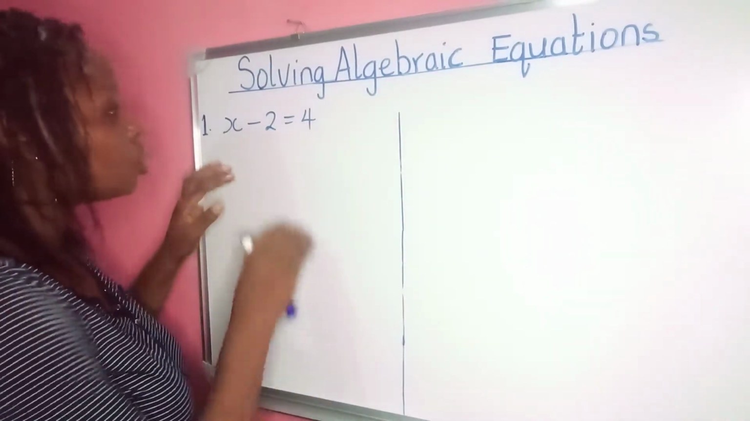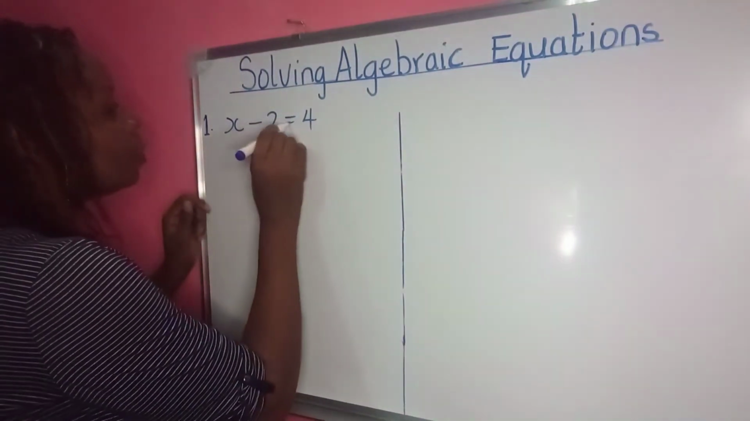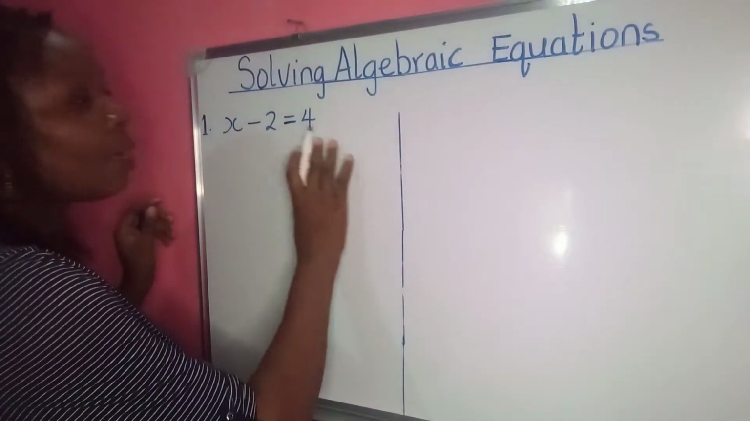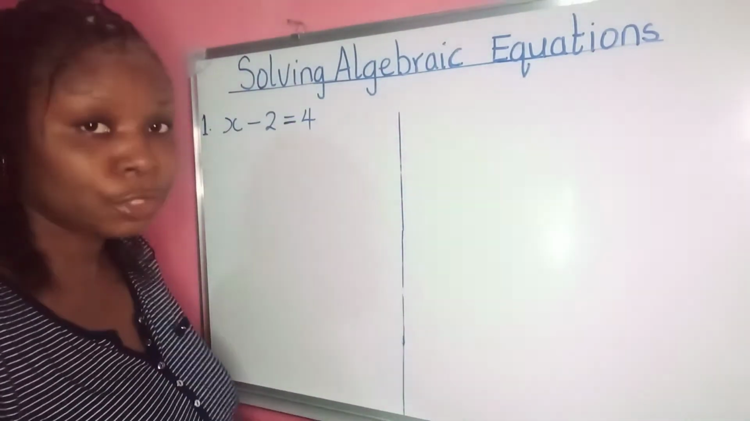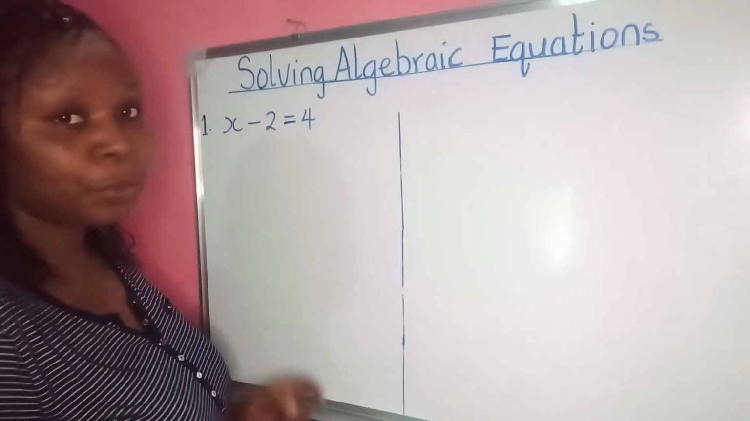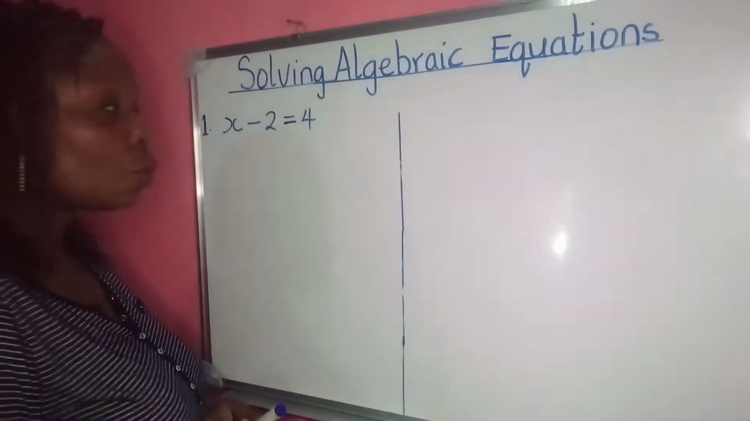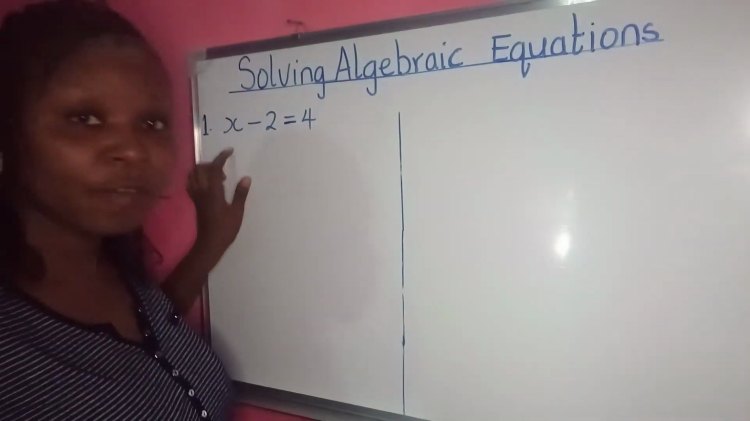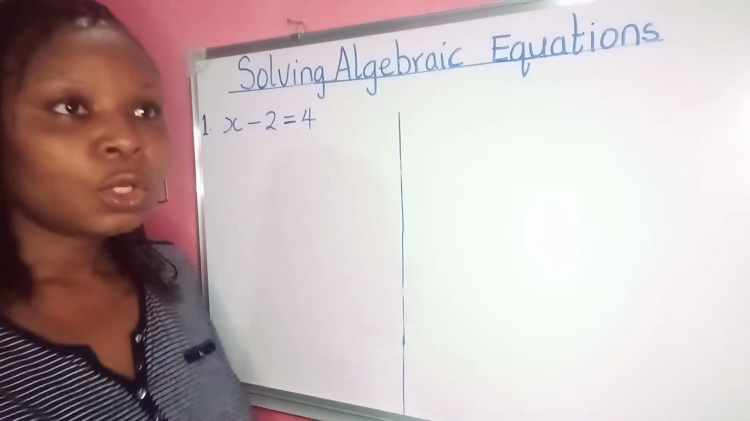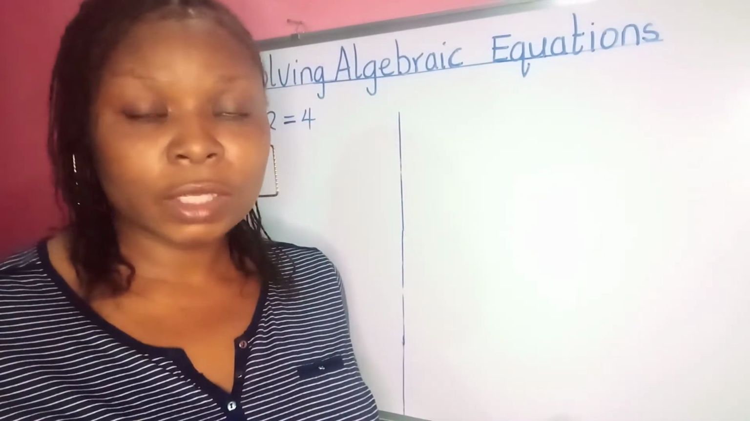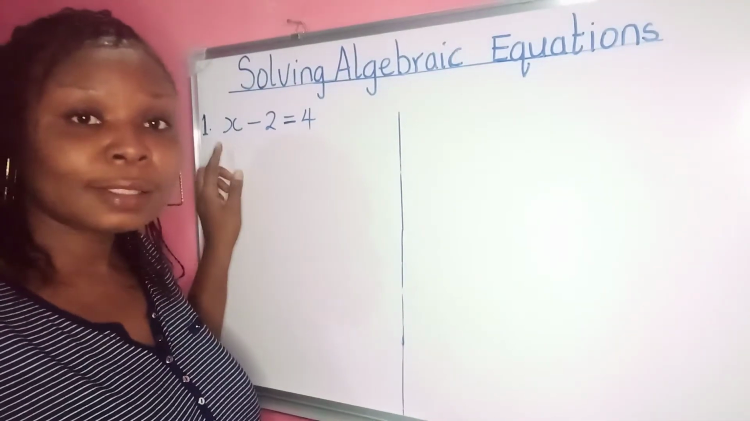If you look at this equation, there are two sides: we have the left side and the right side. This equality sign is like a bridge. So we have this side and we have this side. This equation simply means to find the value of x such that if you minus 2 from it, it gives you 4. Now, you can quickly do a mental calculation and say the number that you subtract 2 from to get 4 is simply 6.